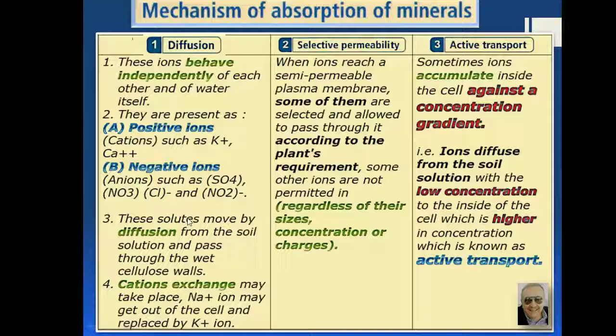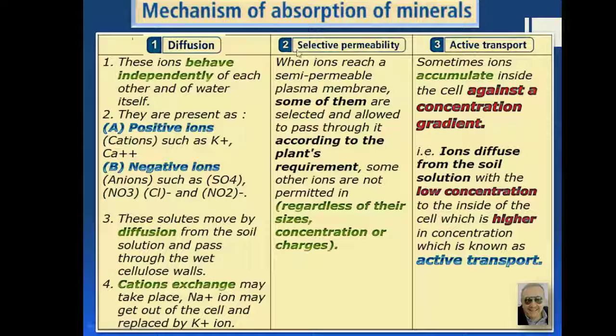These solutes move by diffusion. If you remember the diffusion definition, it is a movement of ions or molecules from a high concentrated media to a low concentrated one due to the free motion of molecules. So by diffusion from the soil solution they pass through the wet cellulose walls. Cations exchange may take place. Sodium ions may get out of the cell and be replaced by potassium ions getting in the cell.